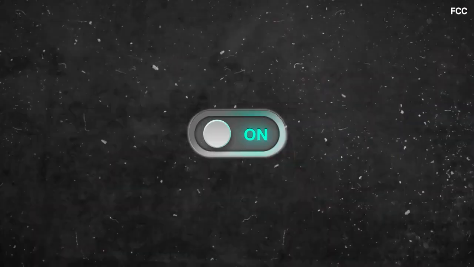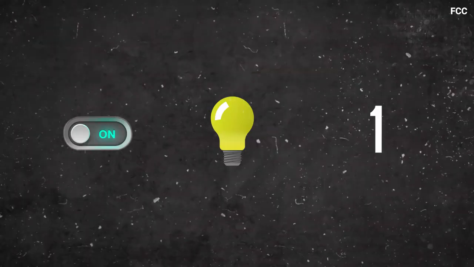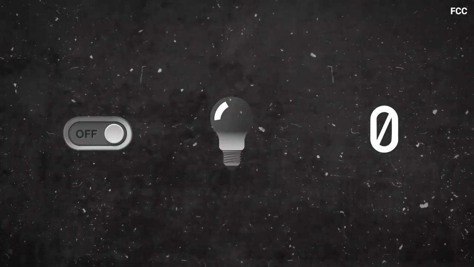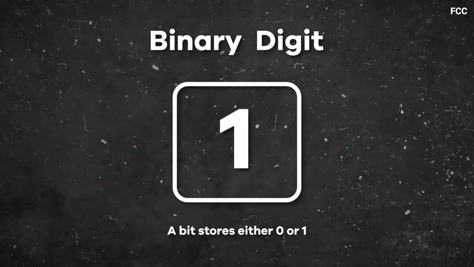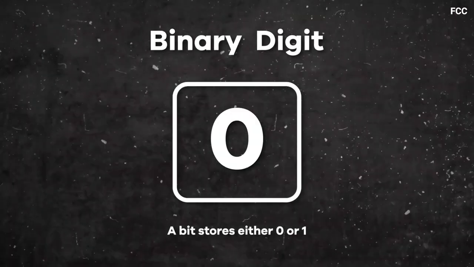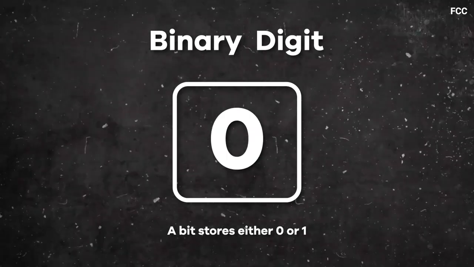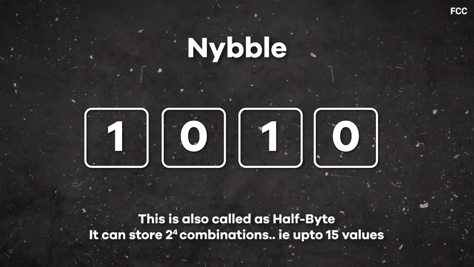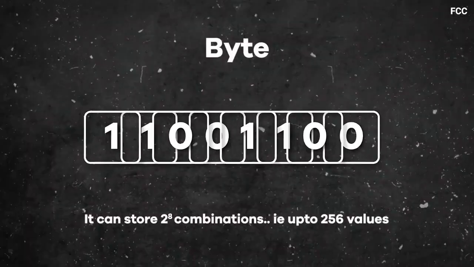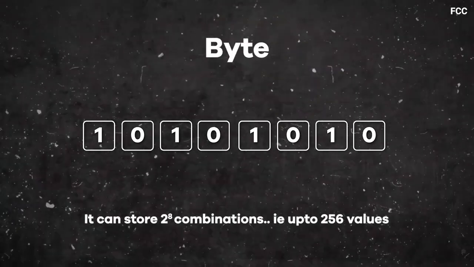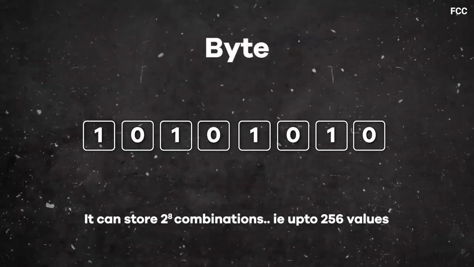Imagine you are in a world where everything is either on or off, just like a simple switch. Computers operate in a similar way, using just two numbers, 0 and 1. This system is called binary language. A bit, short for binary digit, is the smallest unit of data in a computer, representing either 0 or 1. Grouping 4 of these bits forms a nibble, and grouping 8 bits forms a byte. One byte can represent a character or a number.